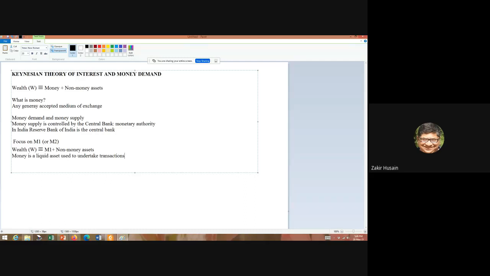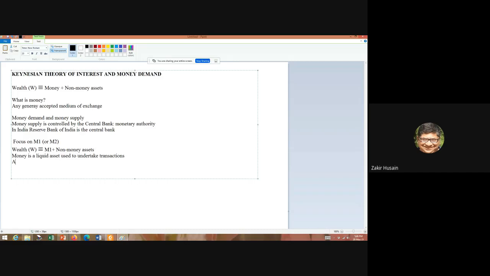See, if you have cash money, you can always go to the shop and buy. If the money is in the savings account, then also it's pretty liquid. You just have to go to an ATM nowadays, or if the shop has a point of sale, you can just use your debit card. So, money is a liquid asset, and the purpose of holding it is to undertake transactions.